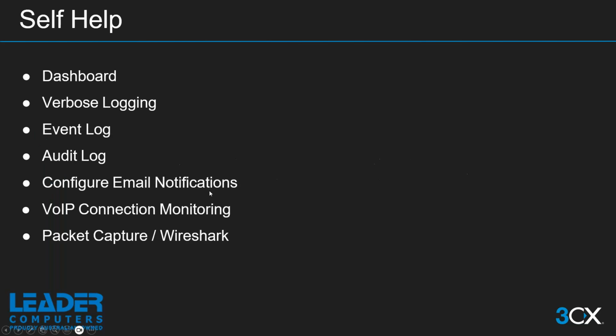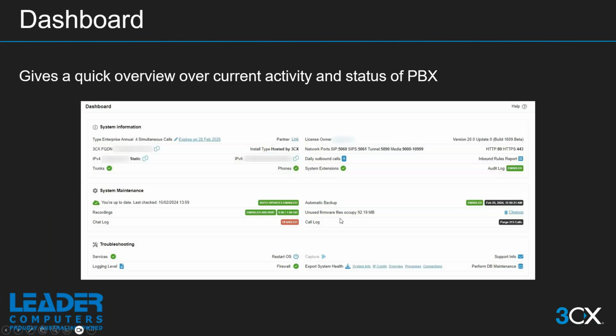Basically, the 3CX dashboard is a self-help tool. You would be able to identify pretty much everything directly from the dashboard. There is also verbose logging, event log, audit log, configuring email notifications on issues or any errors, WAN connection monitoring, packet capture, or Wireshark. So this is how a 3CX dashboard would look.